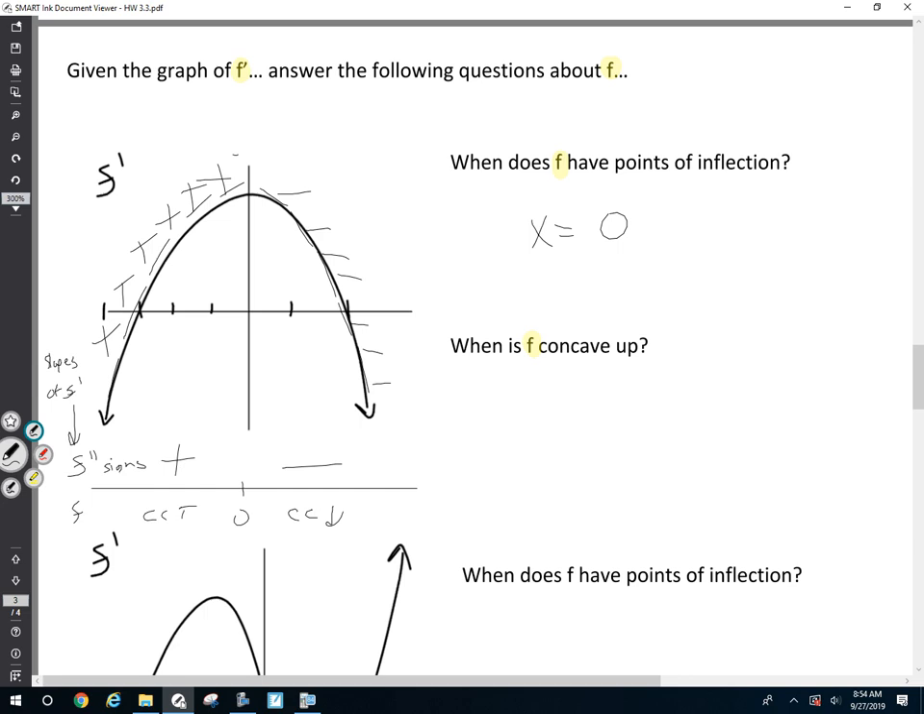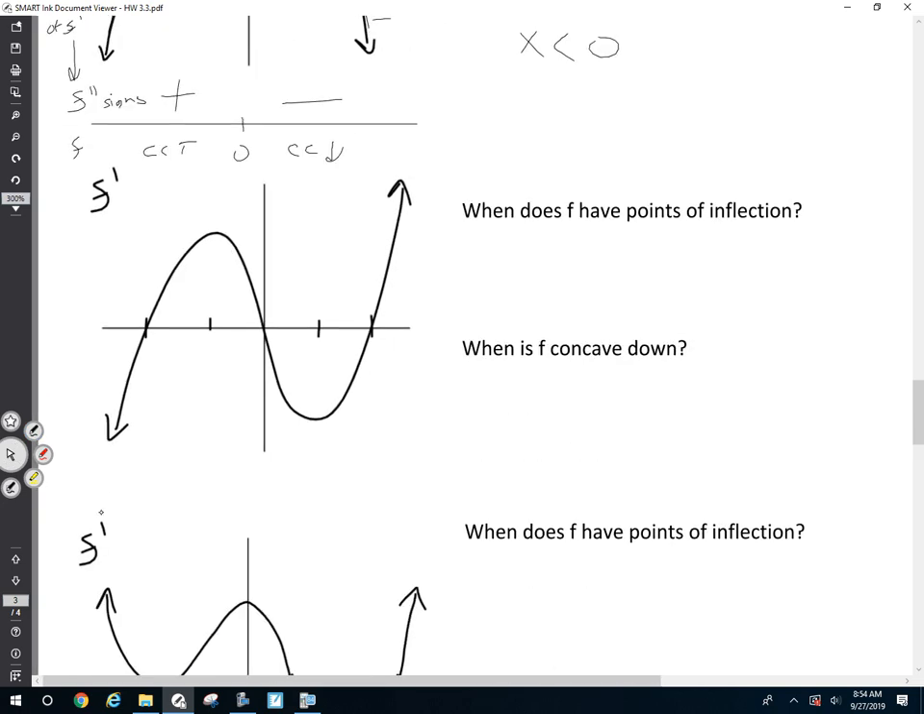We will find that at these relative maxes and mins, we will have points of inflection, including at sharp points. Sharp points shouldn't scare us. And we're concave up. We have to look at the exact signs of things. X less than 0 will be concave up. Okay, so same deal. Looking at the slopes of f prime will give us the signs of f double prime.